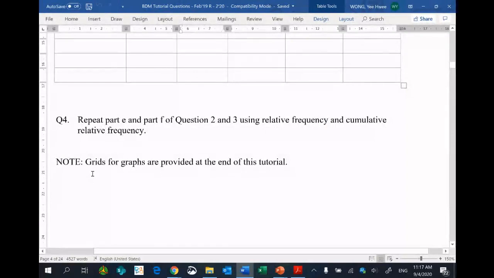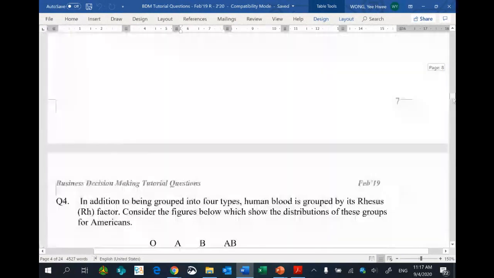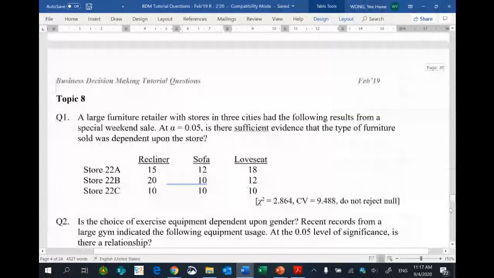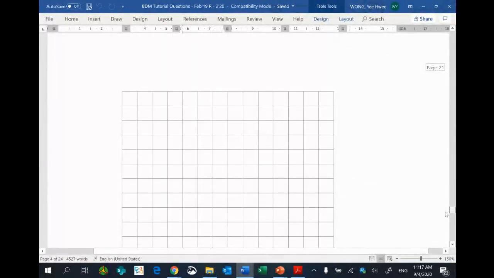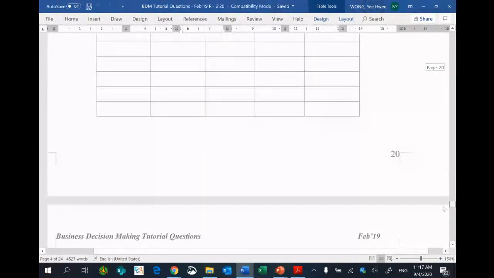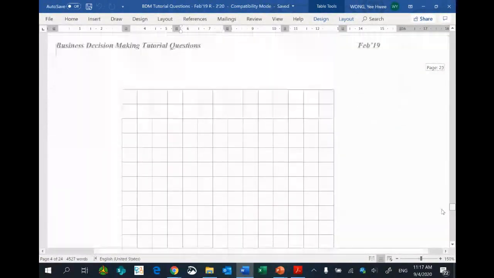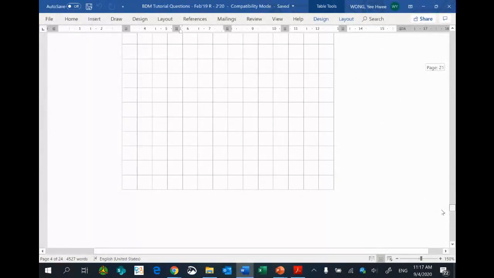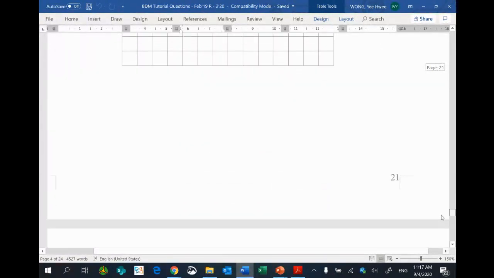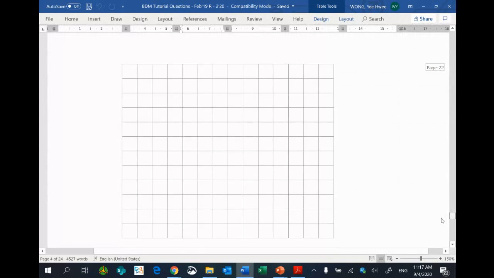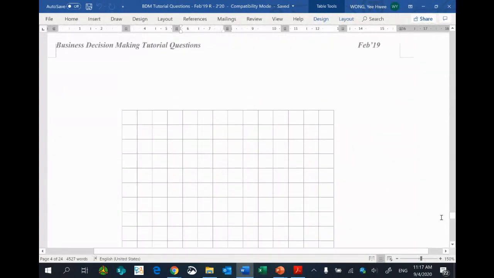By the way, the grids for the graphs are provided at the end of this tutorial, so you don't need to go and buy graph paper just to draw these few graphs. Don't draw just anyhow on your paper. You have to draw a proper one, with a grid. A nice graph. There are a few pages of this graph paper for you.